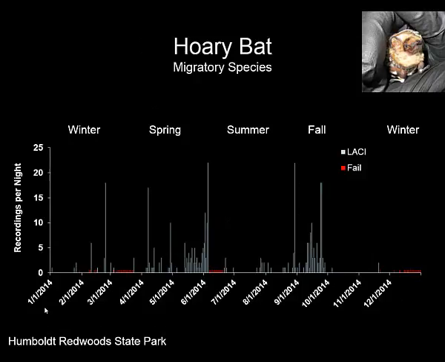And that pattern is fairly similar to another migratory species, the hoary bat, which had big peaks of activity in the fall and the spring, but really not much activity, particularly in the summer, and very little in the winter.